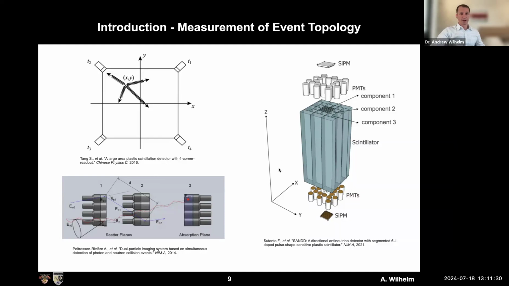And then in the Z direction, they're using relative timing between the photosensors at the top and the bottom to get a Z coordinate, similar to what I described in the upper left here. So those are some of the ways that we measure event topology. There are benefits and drawbacks to each of these designs.